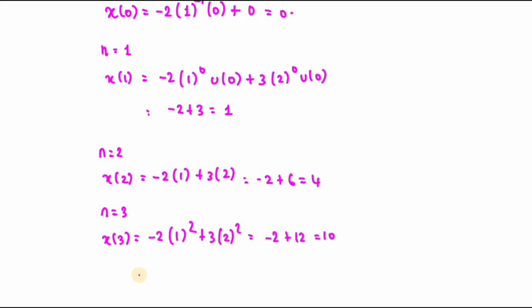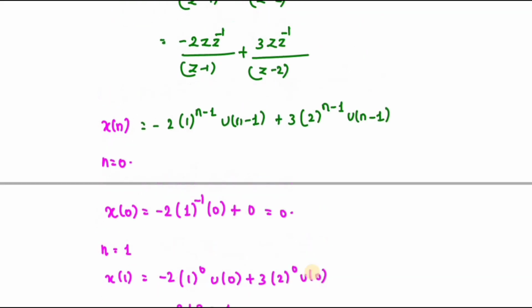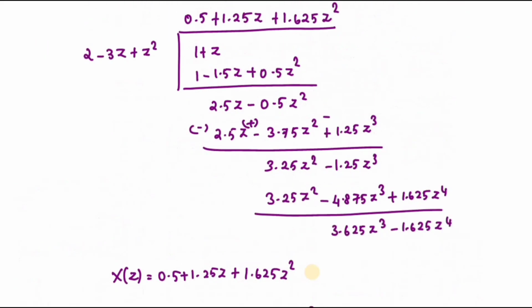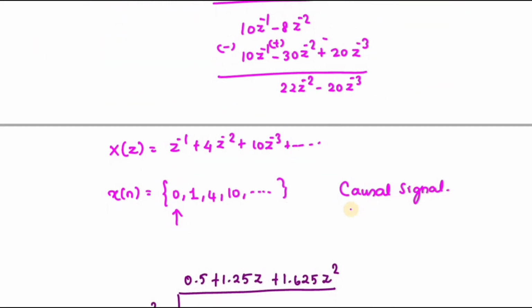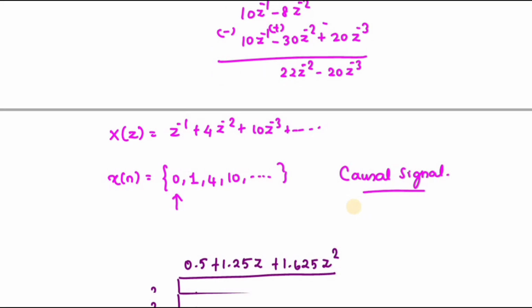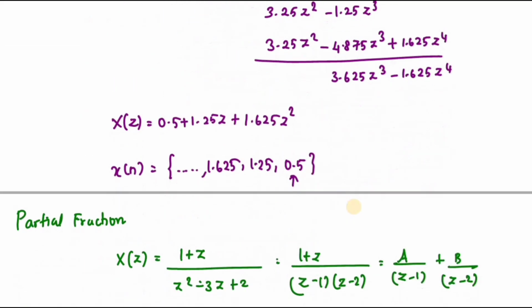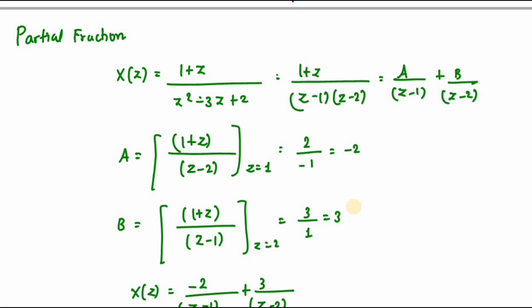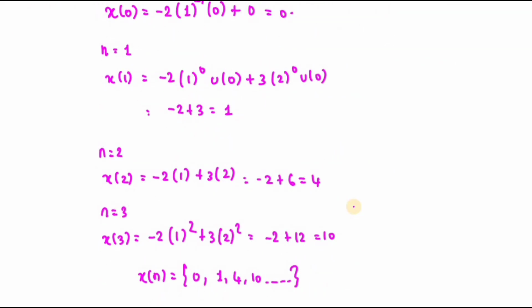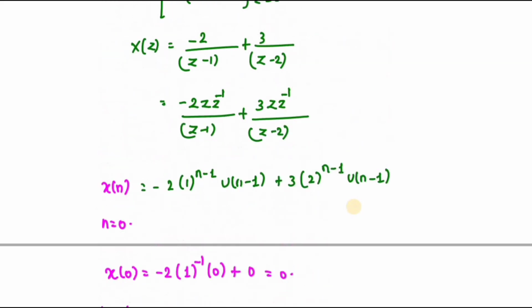So what is my x of n? X of n is equal to 0, 1, 4, 0, 1, 4 and 10. So this is my causal signal for x of n. So let us verify with this value. You'll get the same answer, because I can do the inverse Z transform with the help of the partial fraction method and also using the long division method.